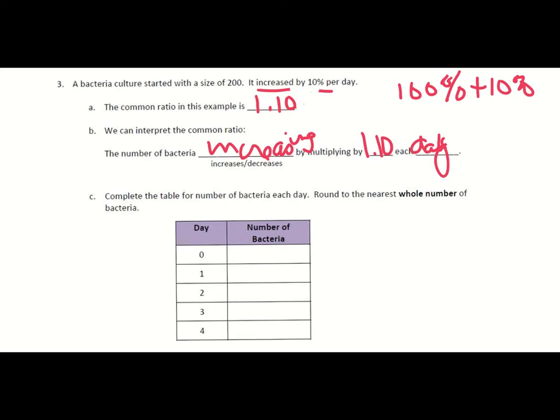Complete the table, round to the nearest whole number. And so if you multiply by 1.10 each day, you're going to get 200, 220, 242, 266, 293. Basically, that's just plug and chug.